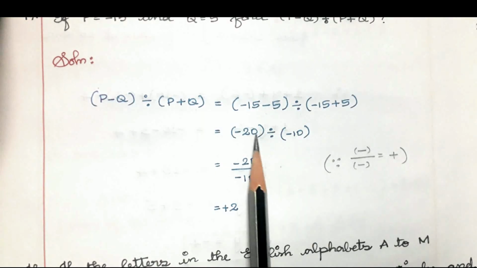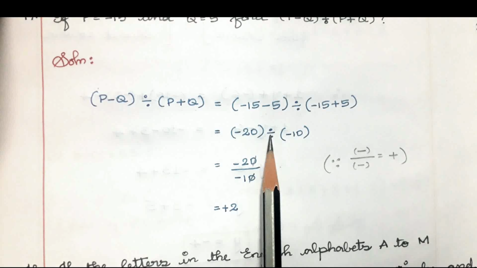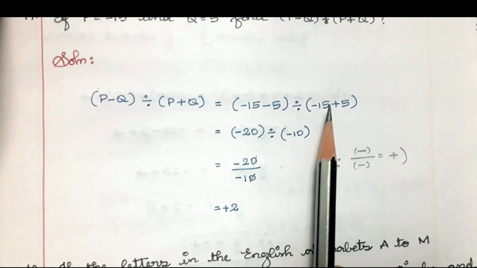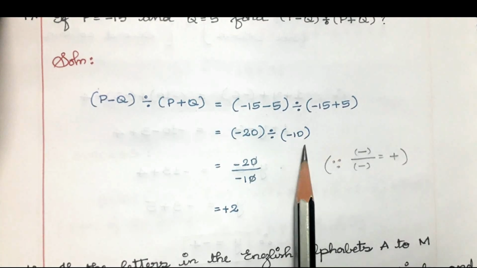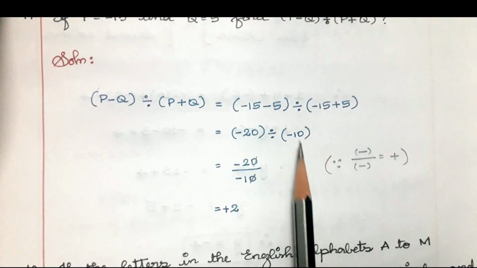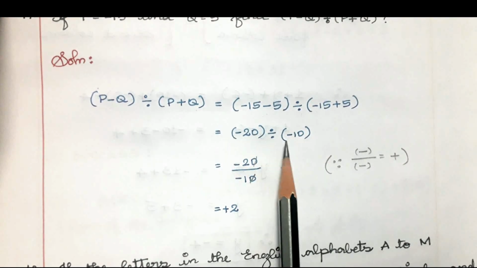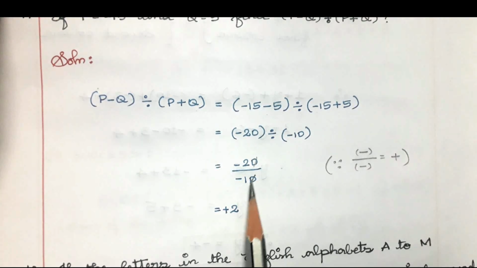15 plus 5 is 20, and put the same sign. Division is the operation, and here both the signs are different, so subtract and put the sign of the greater number. So 15 minus 5 is 10, the bigger number's sign is minus, so we have minus as it is. So minus 20 divided by minus 10, as a mathematical expression, minus 20 by minus 10.